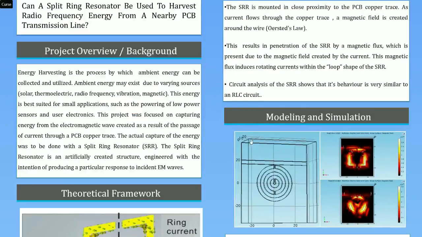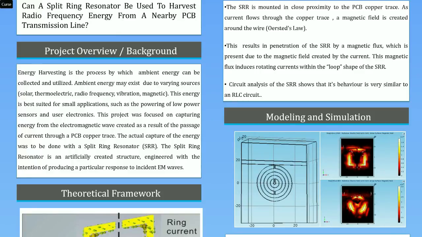So, before we can get into this, we must discuss what energy harvesting is. Basically, this is the process by which ambient energy is captured and utilized from the environment. This energy can be captured from a number of sources, such as solar, thermoelectric, radio frequency, vibrations, or magnetic. These energy sources usually provide low amounts of power, so they are best suited for small applications, such as the powering of low-power sensors and small electronics.